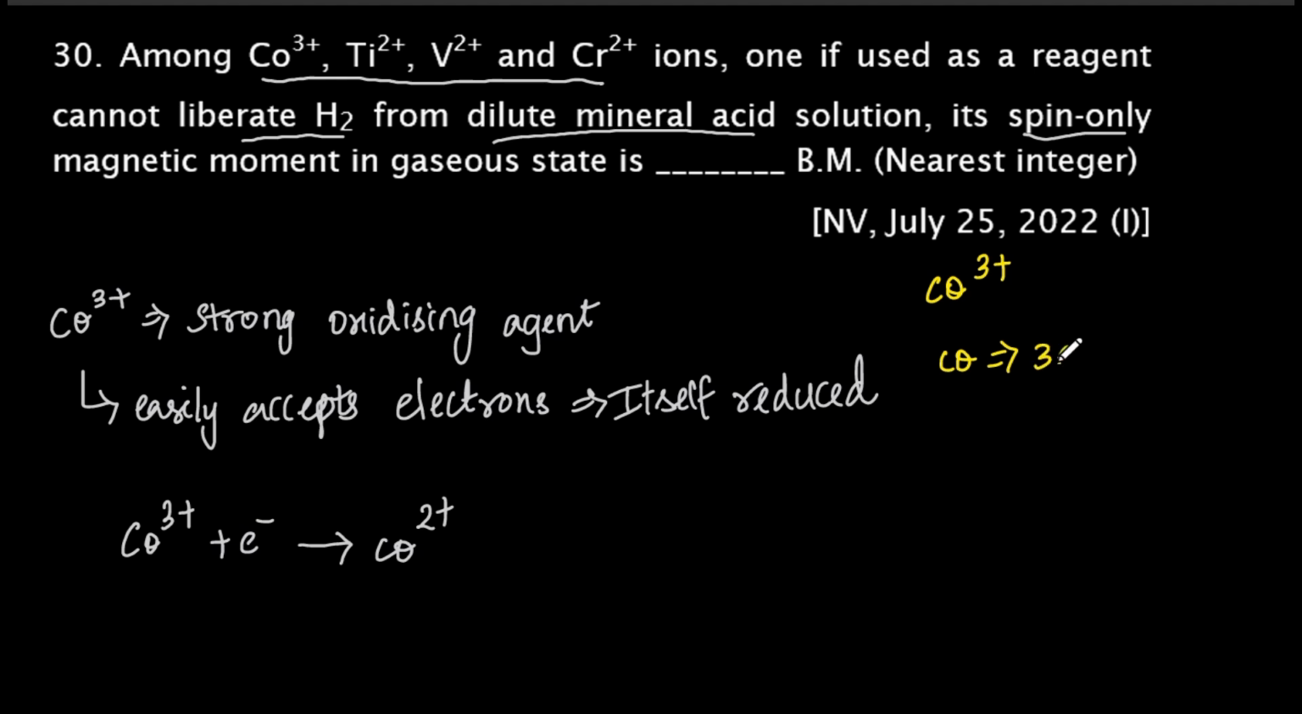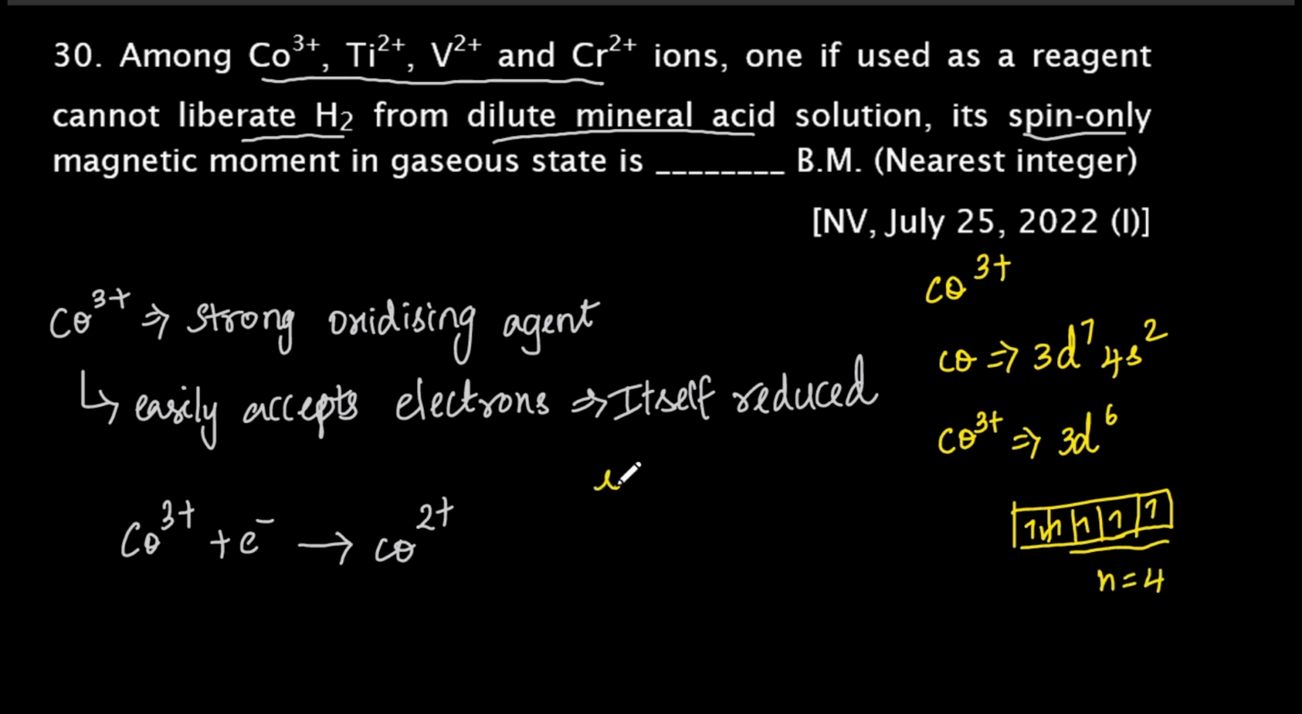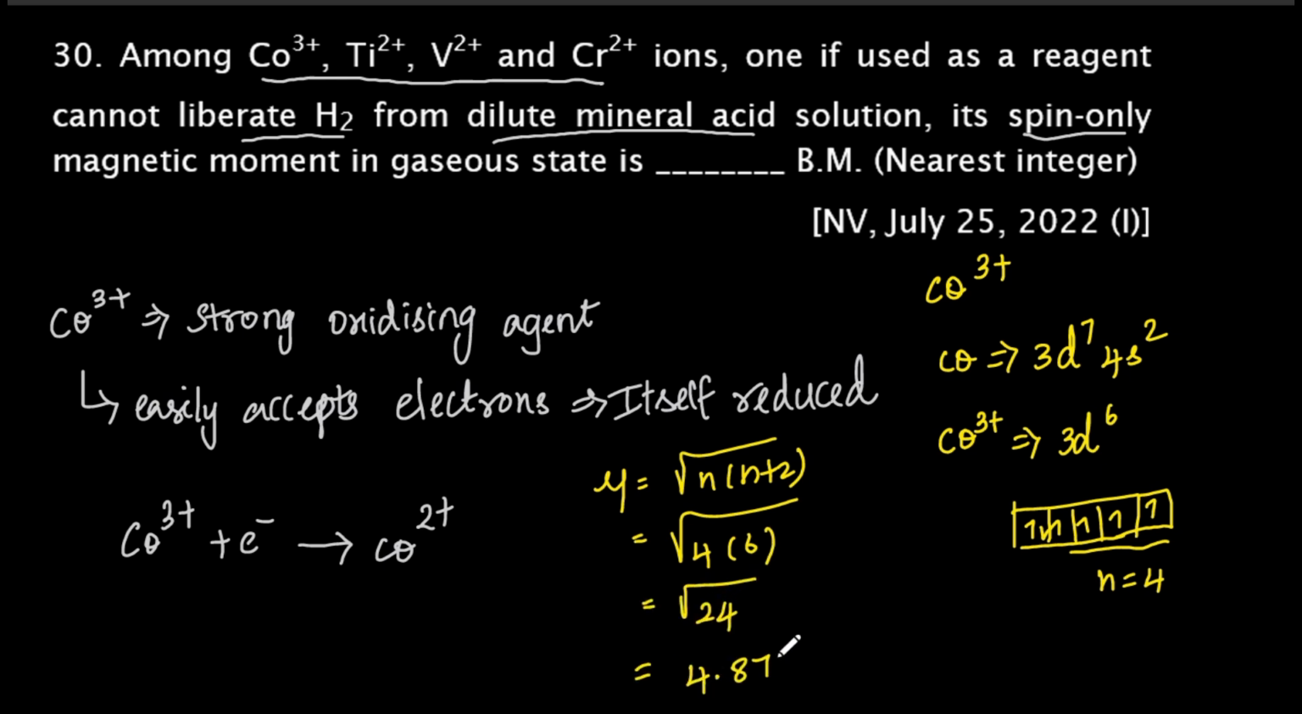Cobalt is having the configuration 3d7 4s2, and cobalt in plus 3 oxidation state is having the configuration 3d6. For this 3d6, how many unpaired electrons are there? 1, 2, 3, 4, 5, 6. So 4 unpaired electrons are there. So n equal to 4, and the spin only magnetic moment formula is root of n into n plus 2, which we already saw in the previous question. Root of 4 into 4 plus 2 is 6, so root of 24. The answer is 4.87 BM, and rounded off to the nearest integer, the answer is 5 BM.